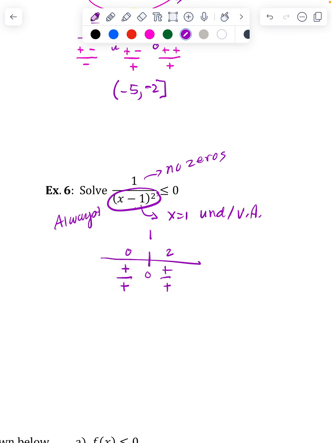And so if they want where it is less than or equal to 0, that's no place because, sorry, I shouldn't have put a 0 there. I should have put a U because the 1 is undefined. There are no zeros, and the entire graph is above the x-axis or positive. So for what they're asking, there's no x's less than or equal to 0. So there's essentially no solution to what they're asking for because we didn't get any negative regions.